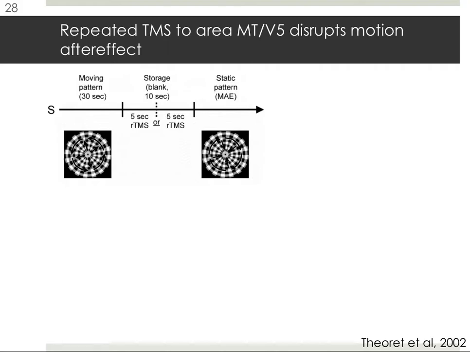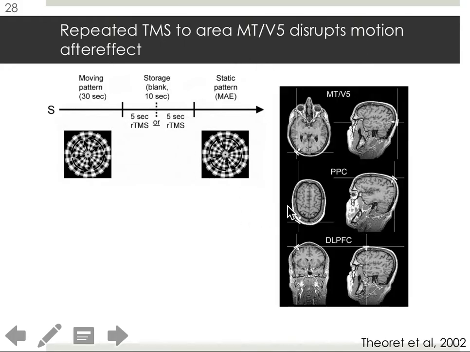And so this was done. These studies of motion after effects to study motion sensitivity in the brain was done by Theoret et al. a few years back, and what they did was give a moving pattern, right, followed by a static pattern in which motion after effect was induced. And what they saw was that if you perform functional magnetic resonance imaging, you get a set of areas that are responsible for visual motion actually being active.